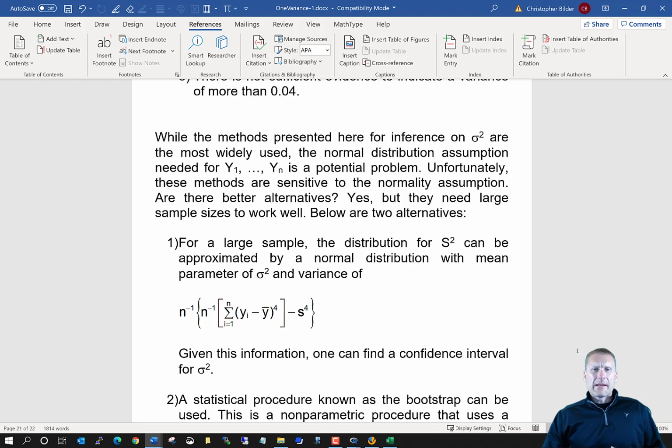And what's interesting is that in introductory stat books, most of them don't really talk about that aspect. They just show what I just have shown you here.